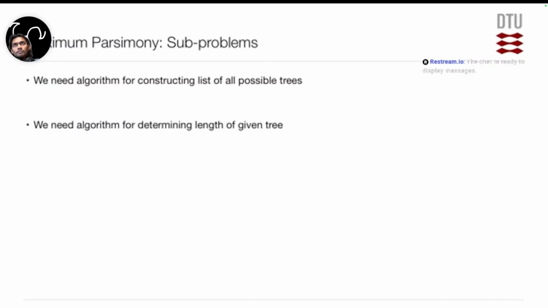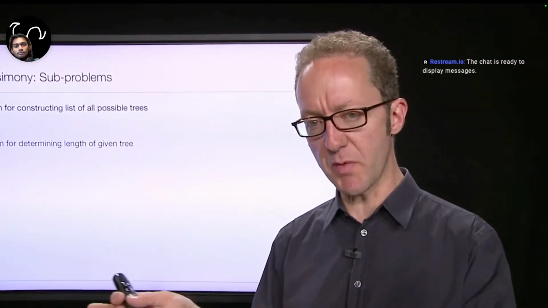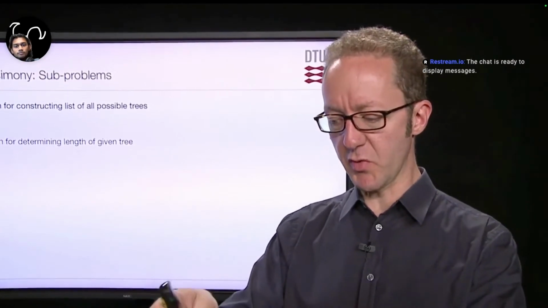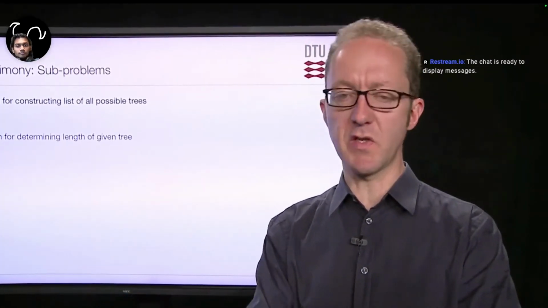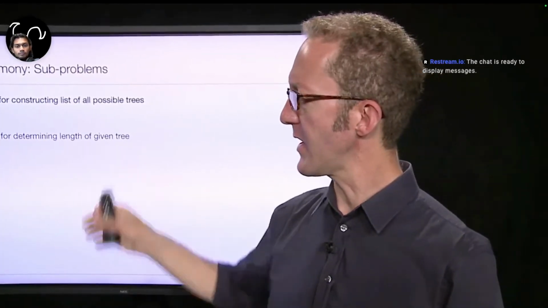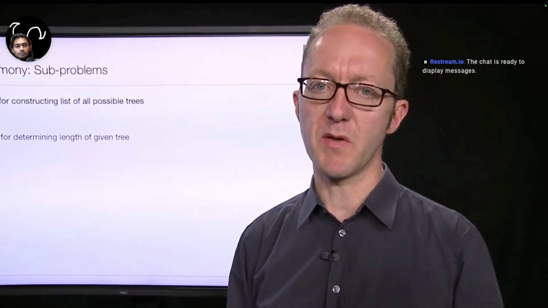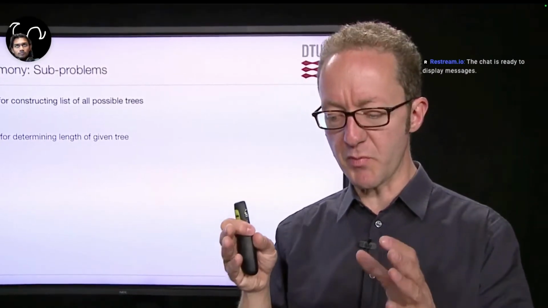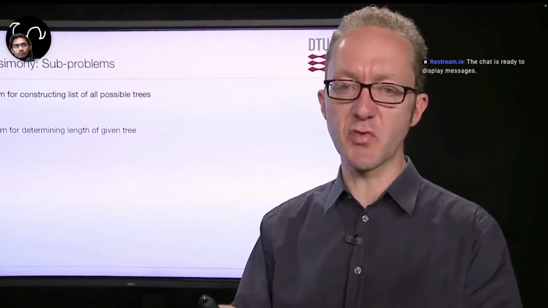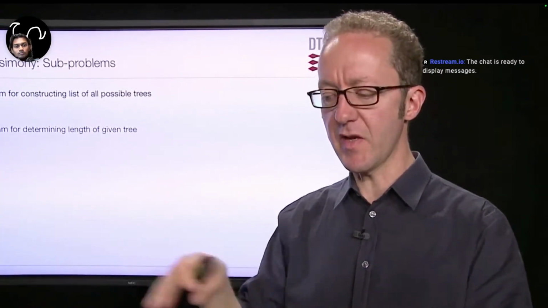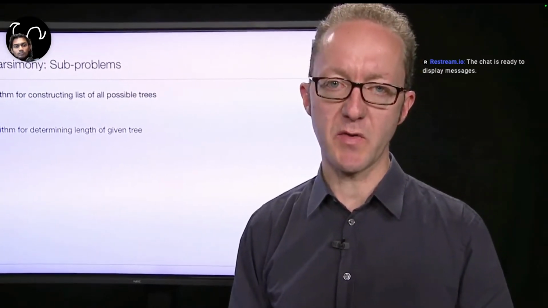Secondly, we need an algorithm for determining the length, the number of required mutations for any given tree. I mean, we could do it by hand before, just by looking at the sequence, saying, oh, we need a T here and a G here. But if we have a large data set, this will, of course, be impossible. So we need some sort of computer algorithm that, for a given tree and a given data set, can tell us how many mutations are required on this tree.